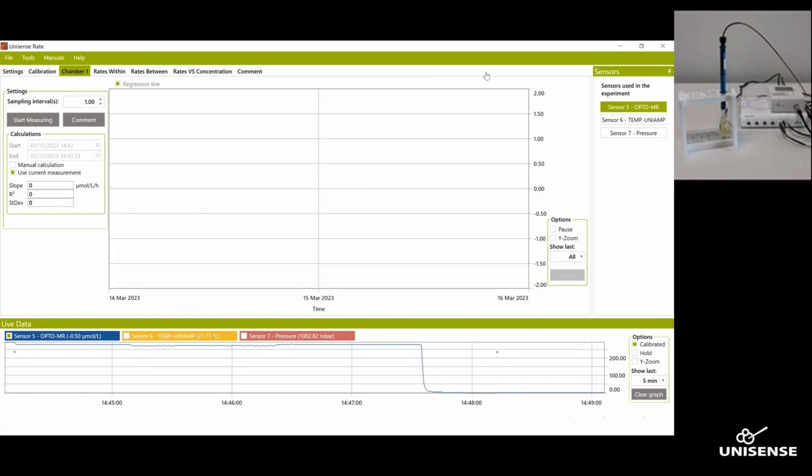So I'm going here to chamber 1. And here you get the possibility to choose how often you would like to have a data point. By default, it's set to 1 data point per second. But if you know that you have a very slow respiration rate and you would like to measure over a longer time period, you can slow this interval down.